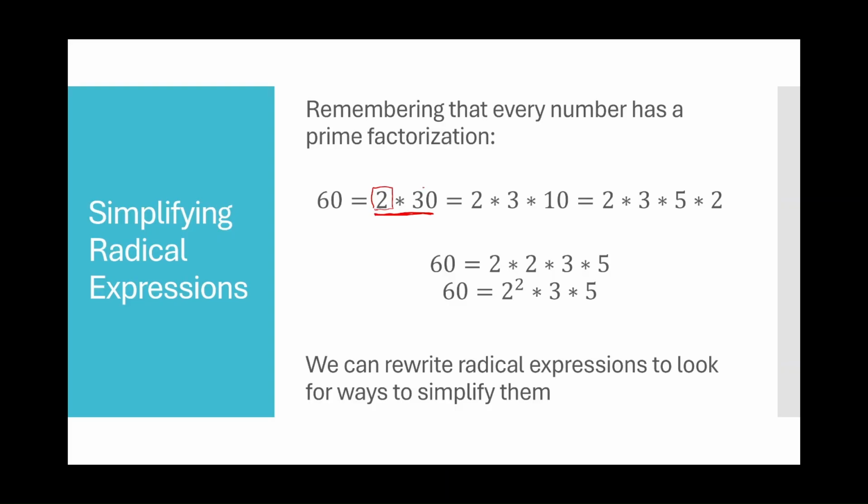So 2 times 30. 30 I can break up into 3 times 10. 3 is prime, that's nice. And now I'm going to break up 10 into 5 times 2. Those guys are also prime. So I have my prime factorization now. It's kind of customary to write it from smallest to biggest. It's not 100% necessary. You can also write it using an exponent to kind of shorten up that repeated multiplication. So we're going to use this to simplify our radicals.